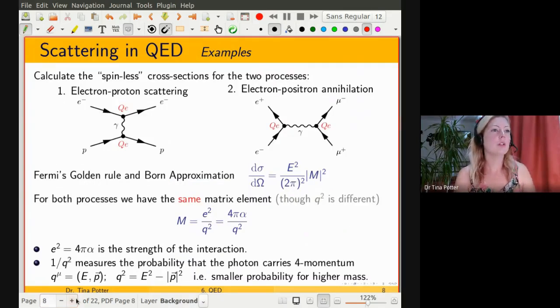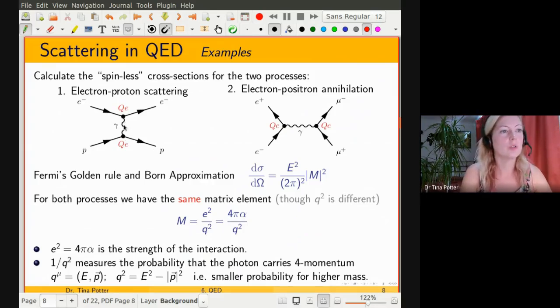Okay, so what we're going to do next is have a look at scattering with the electromagnetic force in QED. We're going to calculate the cross sections for two different processes. The first one is going to be electron-proton scattering, and we can consider this as quite a low energy interaction where that photon doesn't have the energy to probe the structure of the proton. So quite a low energy photon we're going to assume here, so we're not going to draw all of the different constituents of the proton.